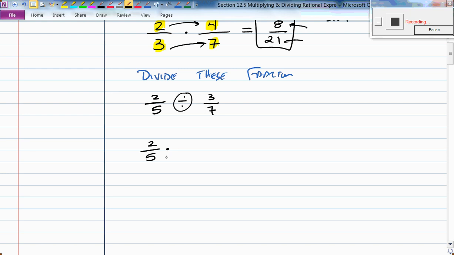So I'm going to take 2/5 and multiply it by what? By 7/3. Good. And then I'm going to multiply straight across, just like I did before. So 2 times 7, what's that give me? 14. The 3 times 5 gives me what? 15. Now, is this fraction in simplest form? How do you know it's in simplest form?